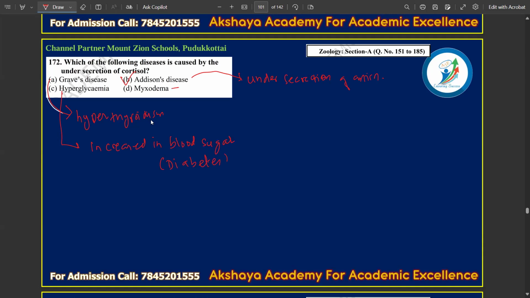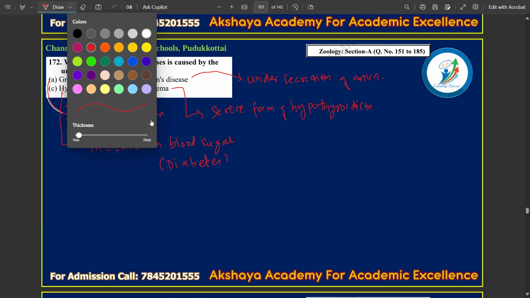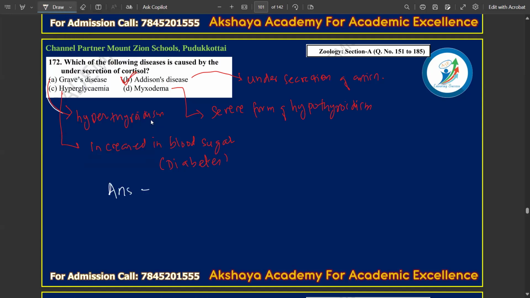Then there is myxedema. Myxedema is a severe form of hypothyroidism. So your right answer is option B, which is Addison's disease. Then let's go to next question.